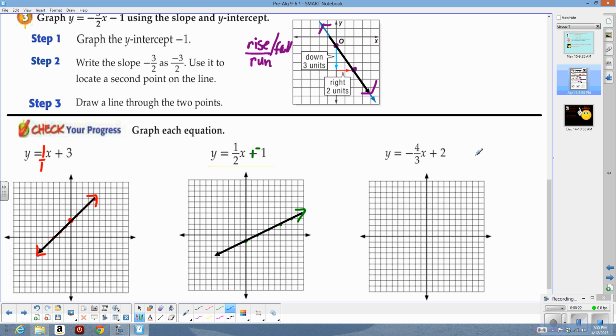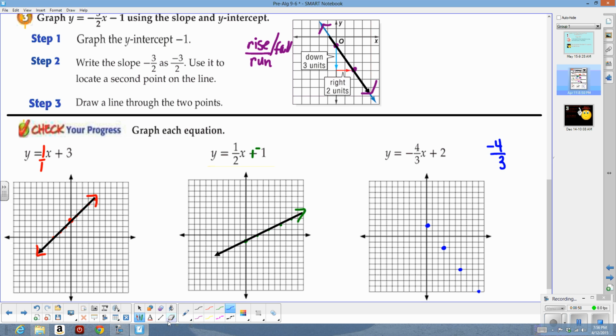All right, our last example, plot the y-intercept, which is a positive 2. And then the slope is negative 4/3. So instead of rising, this time we're going to fall 4 and run 3. So 1, 2, 3, 4 down and 3 to the right. Remember, for a negative slope, you only go in a negative direction one time. And I'm going to do that right from the beginning by going down 4 and to the right 3. Down 4 and to the right 3.